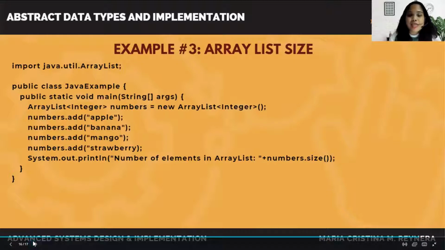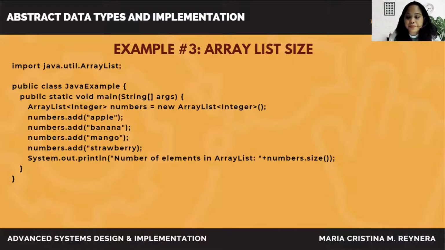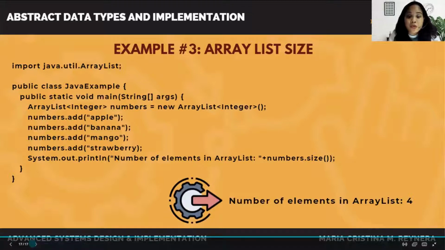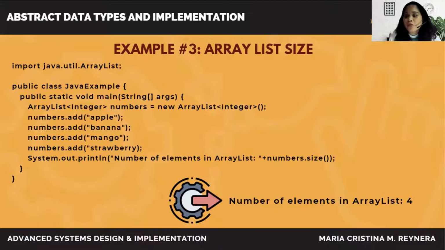Now take a look at this one. What do you think is the output of this program? If your answer is 4, you got the correct answer. Why? Because for this one, it will run the following elements: we have the apple, banana, mango, and strawberry. If we're going to count it, how many items are there inside? So it's 1, 2, 3, 4. That's why the answer is 4.